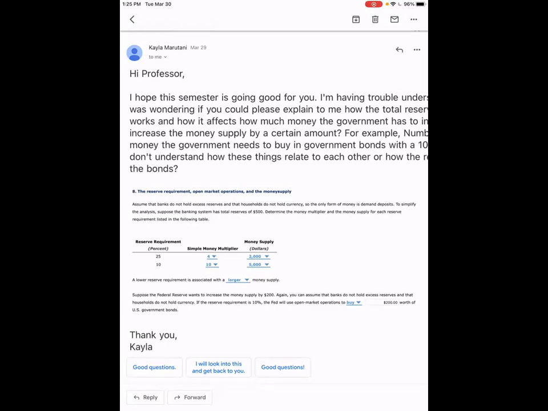To simplify the analysis, suppose the banking system has total reserves of 500. Determine the money multiplier and the money supply. Okay. So what we know is that if the reserve ratio is, let's just look at 10%, 10, 5,000.